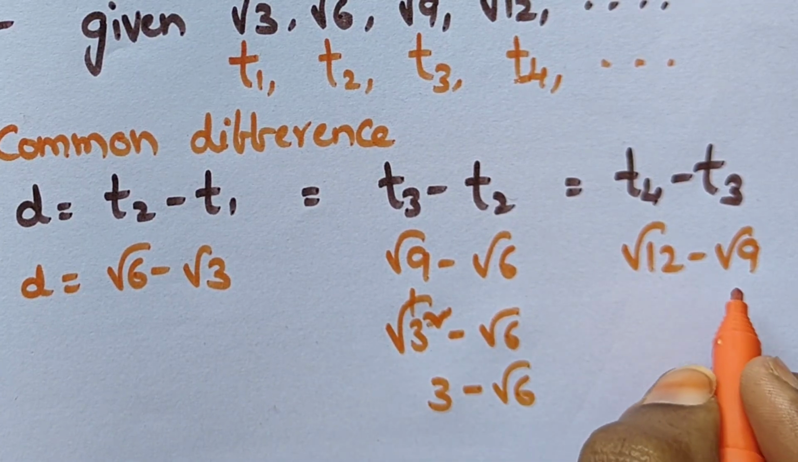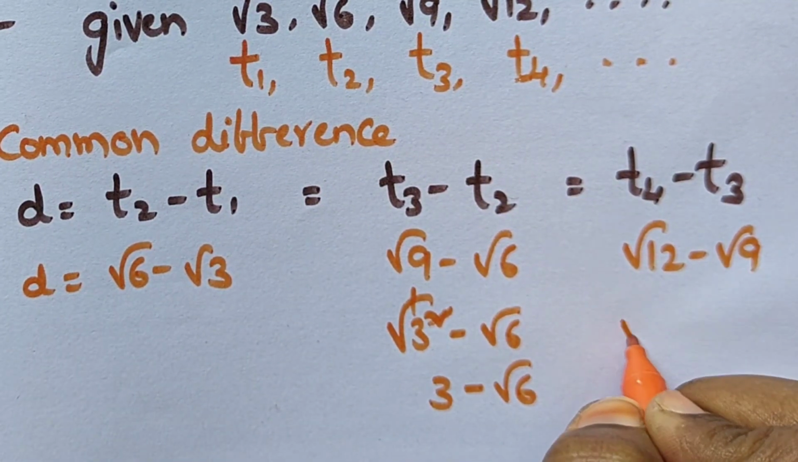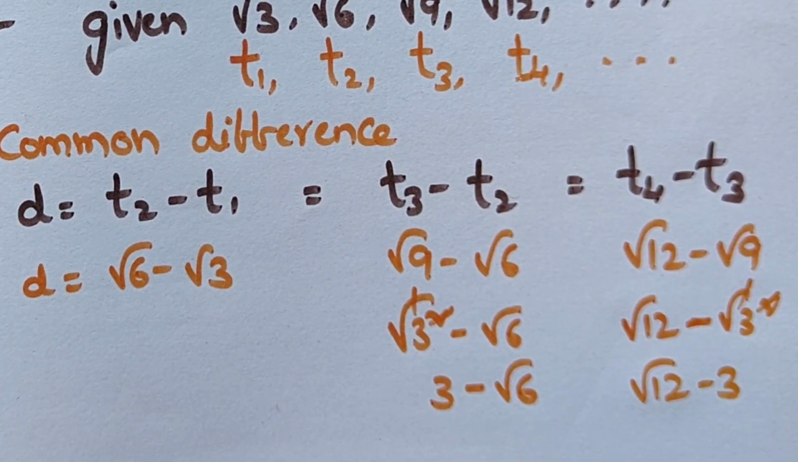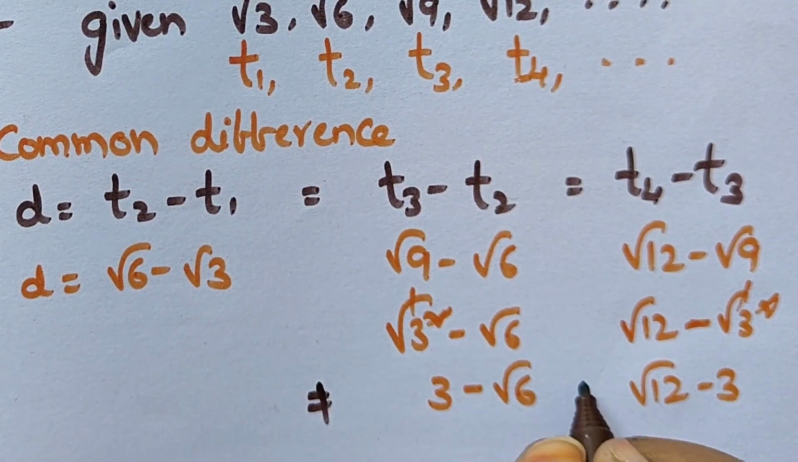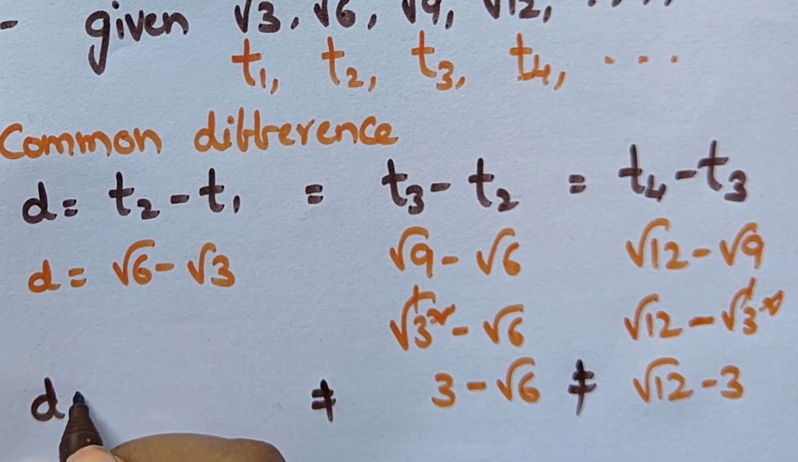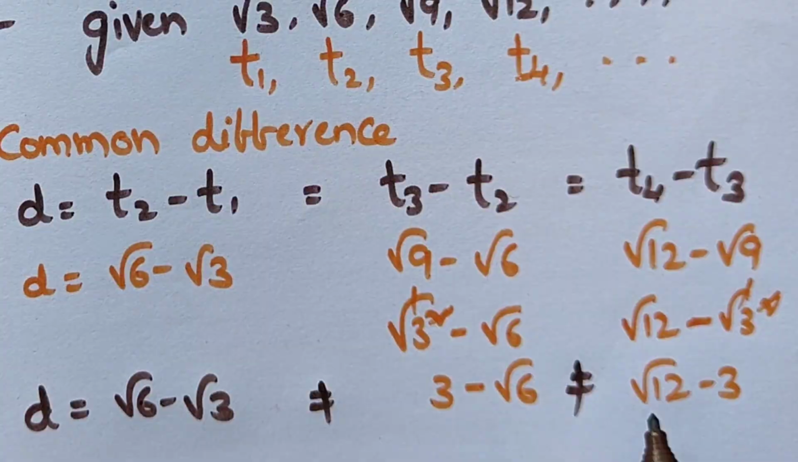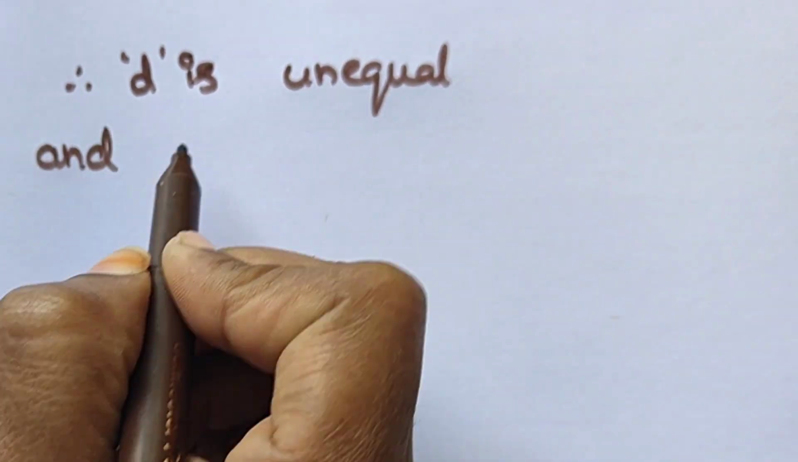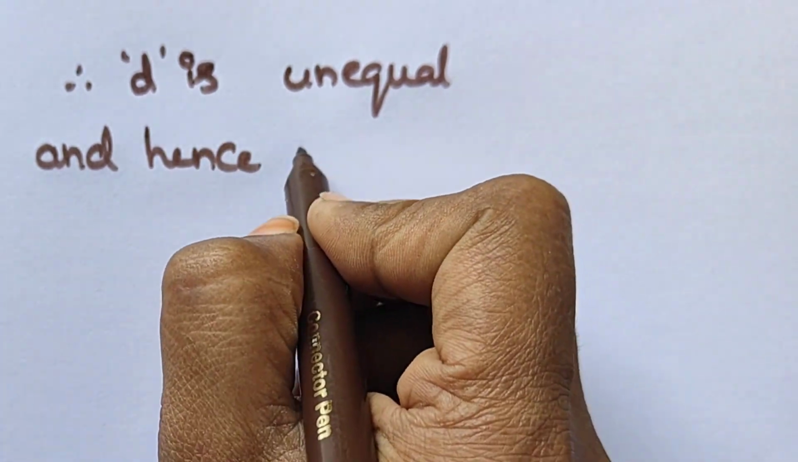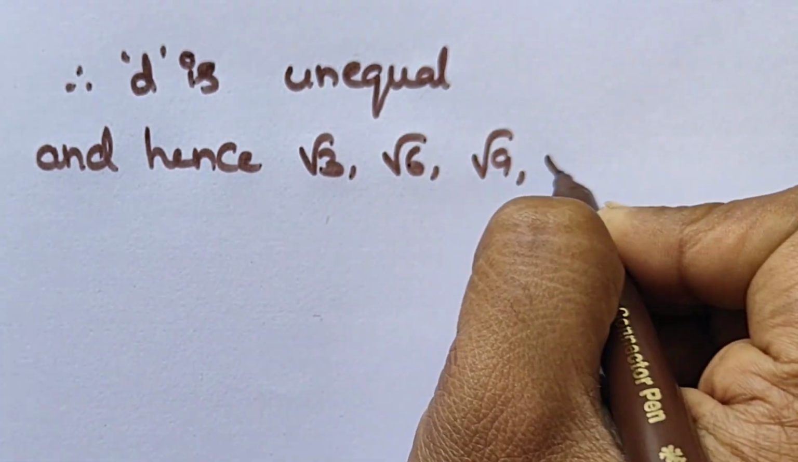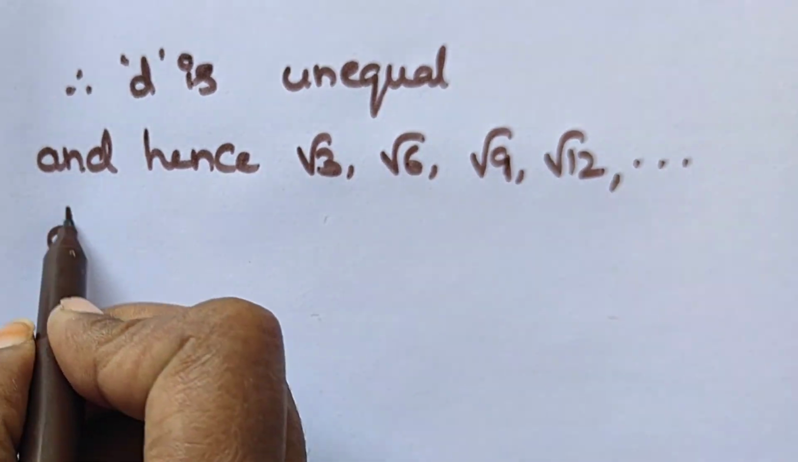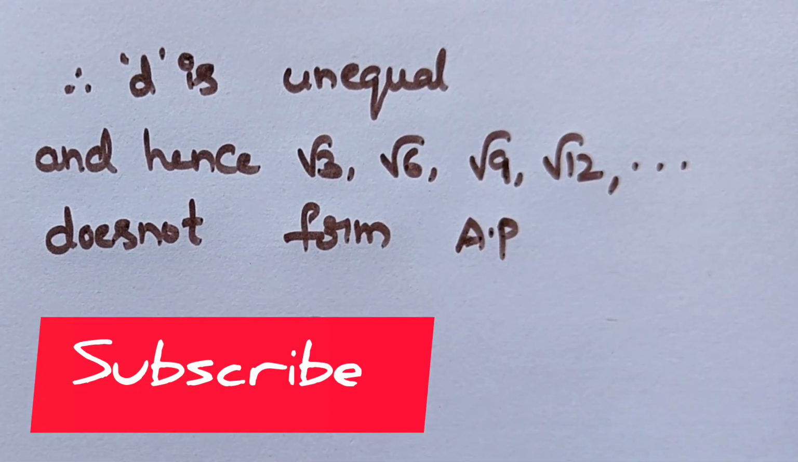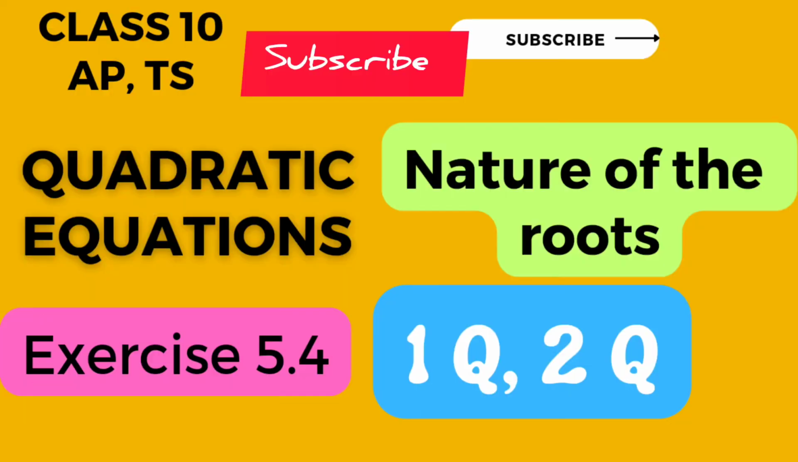We have to write root 9 as root of 3 square, minus root 6: 3 minus root 6. See here, root 12 minus 3, because 9 is root 3 square. Square and root are cancelled. Root 12 minus 3. Term 2 minus term 1 value is not equal to term 3 minus term 2, not equal to term 4 minus term 3. Therefore, D is unequal. D is not equal. Hence, the given series does not form an arithmetic progression. Hence, root 3, root 6, root 9, root 12 and so on does not form an arithmetic progression. That's why no need to find another 3 more terms.